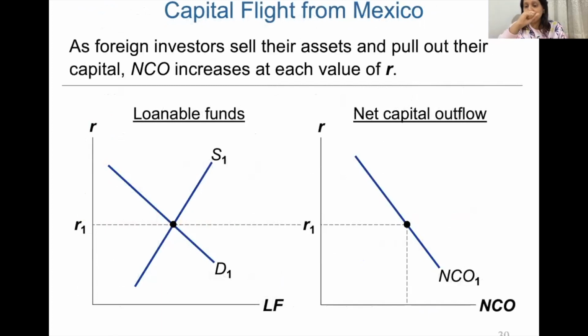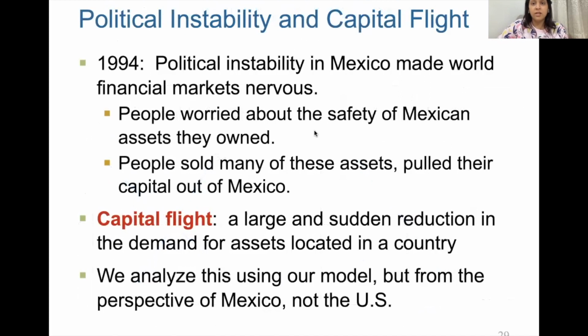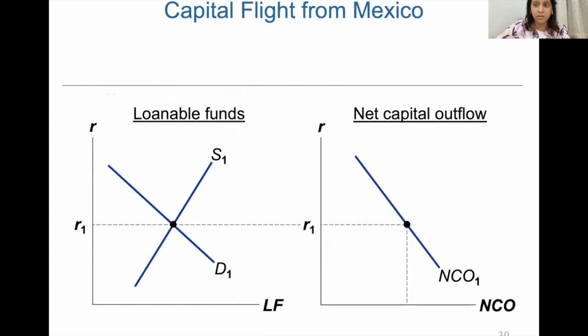So now we're looking at a situation where there is political instability and how it impacts the flow of funds between countries, right? Here there is political instability in Mexico, and it would make other people doubtful of investing in that country. So we analyze in this model from the perspective of Mexico. Mexico here becomes the home country. Usually the US is taken as the home country, but here Mexico is the home country where there is political instability and people are not willing to invest in that country or are pulling out their already existing investments, right?